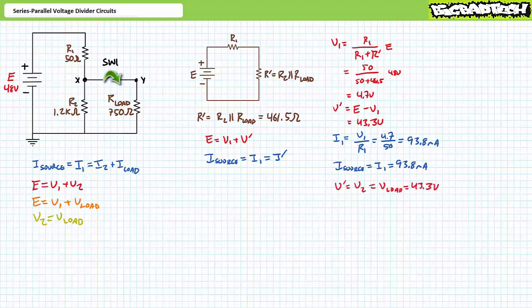Voltage across elements in parallel is the same. V single prime is the parallel combination of R2 and R load resistor. As a result, V single prime equals V2, which equals the voltage across the load, which equals 43.3 volts.